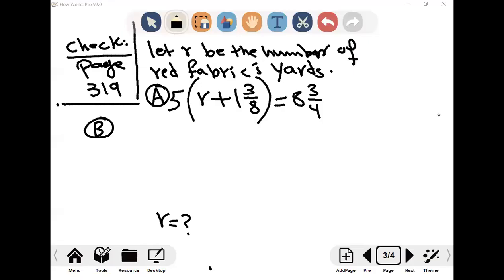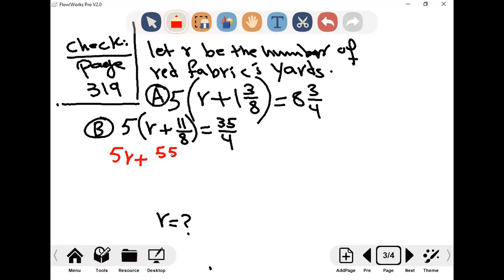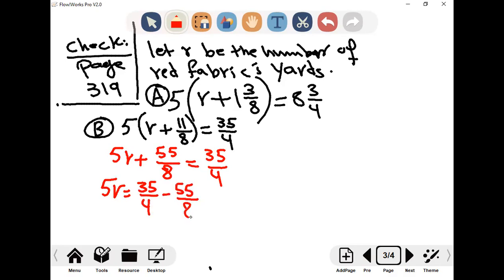I will turn the mixed numbers to fractions, right? R plus 11/8 equals 35/4. Now we will follow the steps. Five times R, 5R, plus 5 times 11, 55/8, equals 35/4, right? Then we shift. 5R equals 35 over 4 minus 55 over 8. I'm doing the same steps but with a fraction.